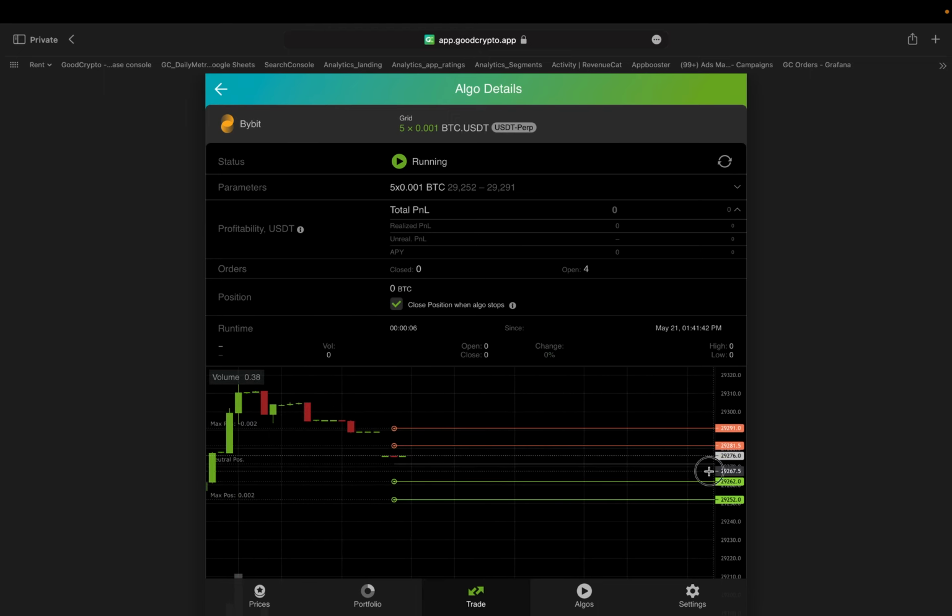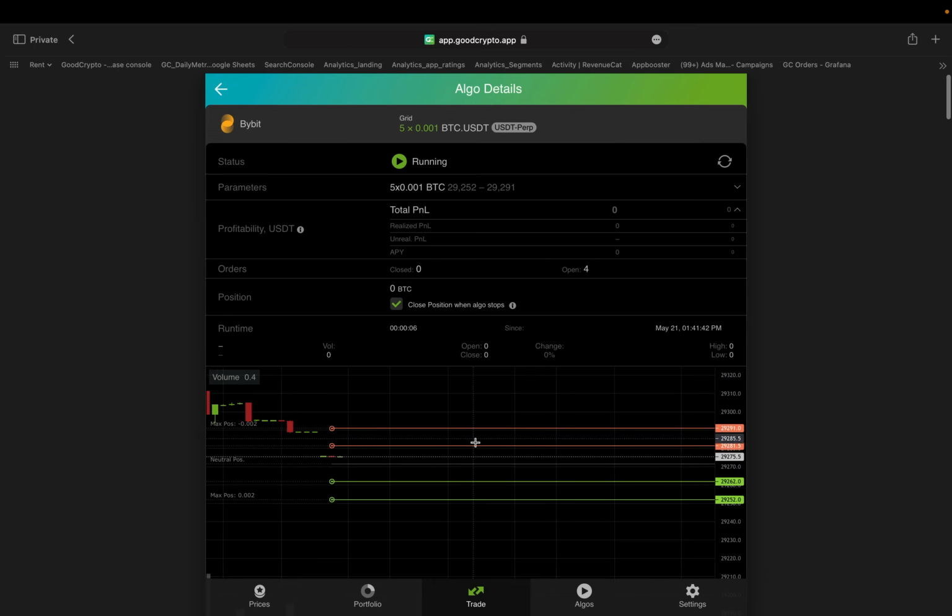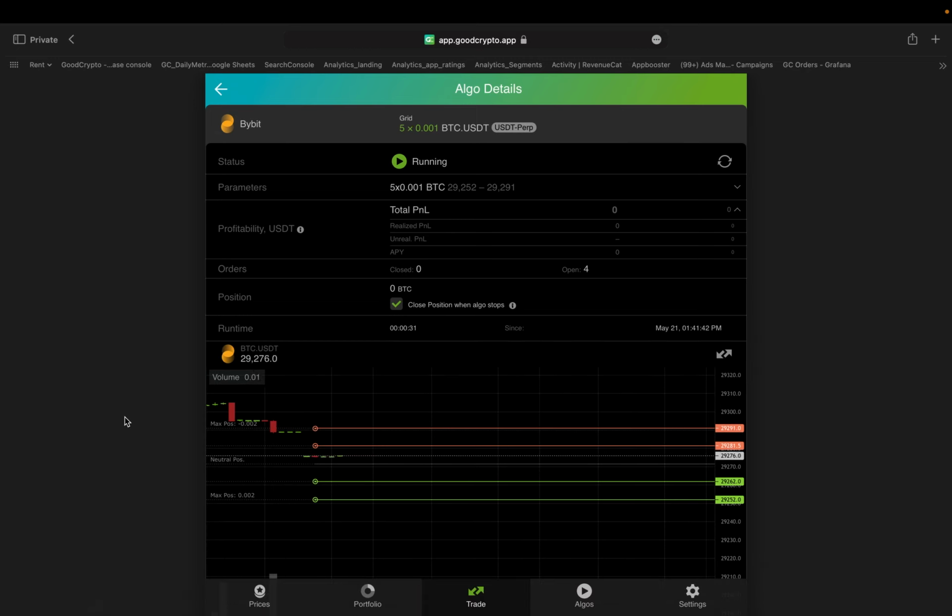As you can see here, I've launched a grid of 5 levels. Each level should have an order of this amount of BTC, the same size. There are 5 levels: 1, 2, 3, 4, 5. The level closest to the market price is empty. There are 2 limit sell orders above the grid, and I just want to double check that. And there are 2 limit buy orders below the grid. Let's wait and see.